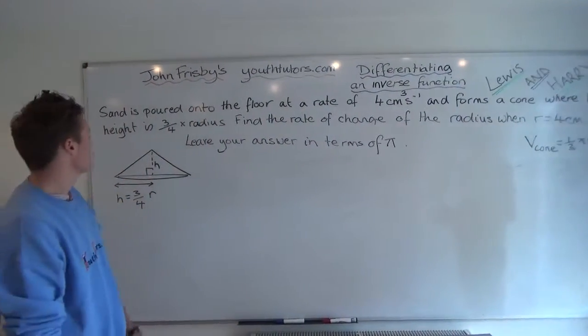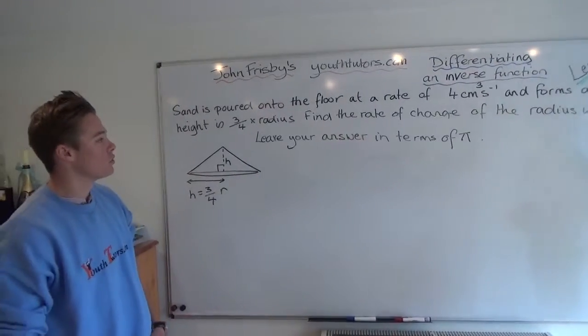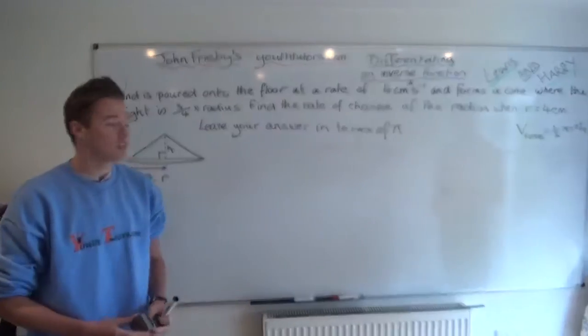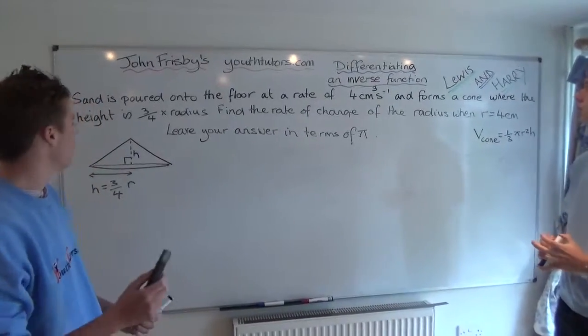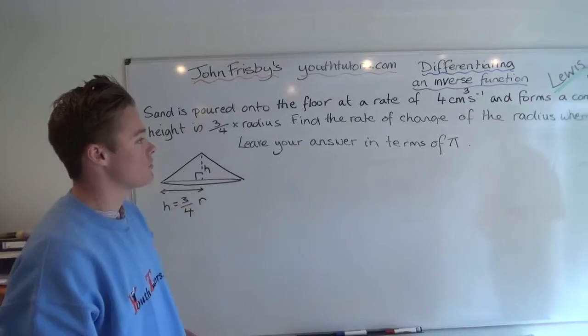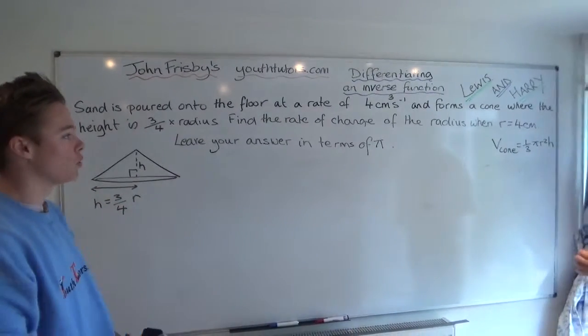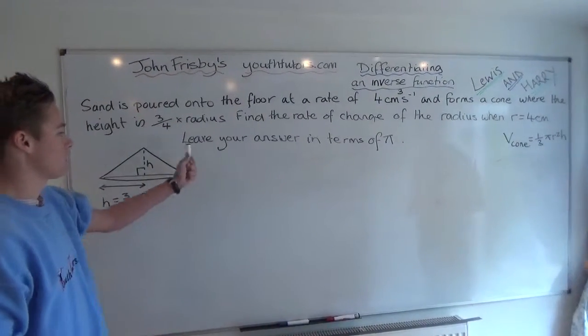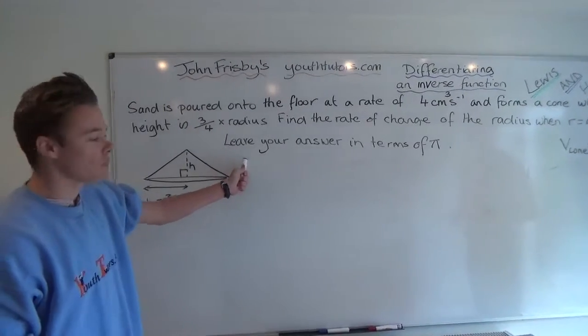Okay. Today, Harry and I are going to be differentiating an inverse function. I'll quickly run through the question. Sand is poured onto the floor at a rate of 4 centimeters cubed per second and forms a cone where the height is 3/4 of the radius. We've been asked to find the rate of change of the radius when r is equal to 4 centimeters, and to leave the answer in terms of pi.